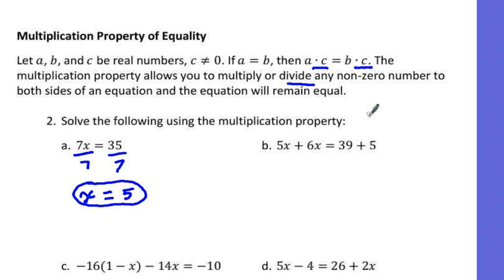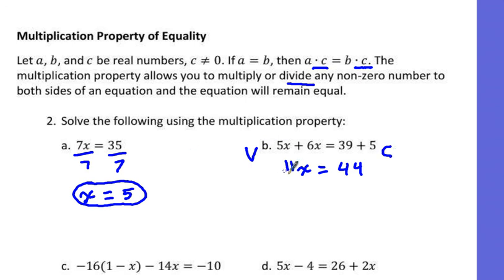Example 2b is a little more complex. There seems to be 2 expressions that both can be simplified. 5x plus 6x, we can do that addition and simplify to 11x. 39 plus 5, they're both constants and like terms as well, so we can add those to get 44. At this point, we are left with the variable on the left side, where we'll keep it. The constants we want to move to the right side.